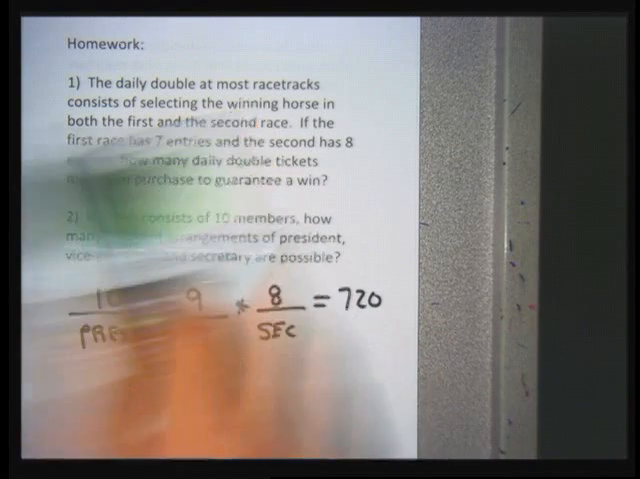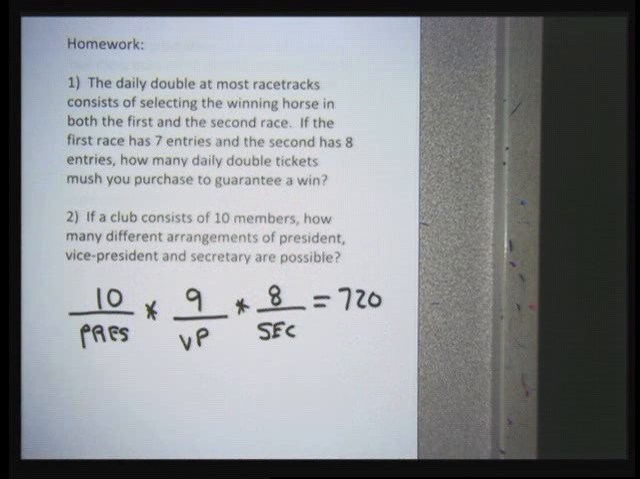And it does. I'll do your problem real quickly just in case you're not ready to jump into these yet. So the daily double at most racetracks consists of selecting a winning horse in both a first and a second race. The first race has 7 entries, the second has 8. If you want to guarantee winning the daily double, how many tickets do you have to buy?